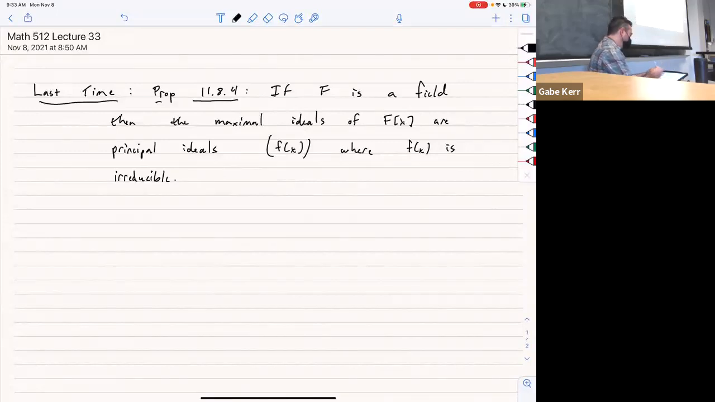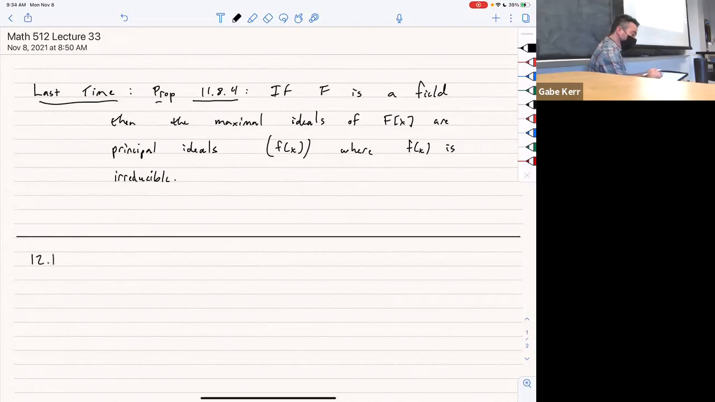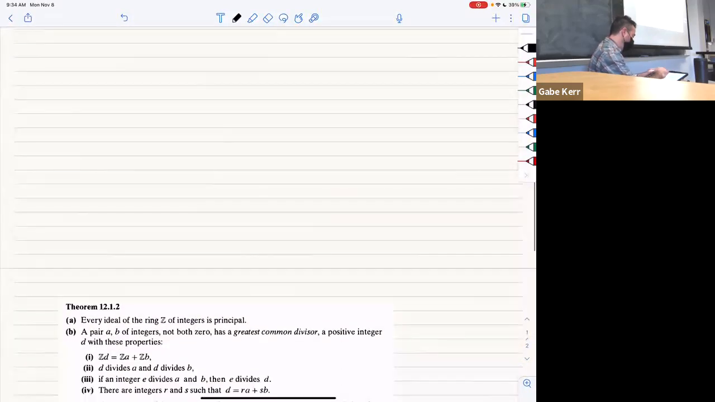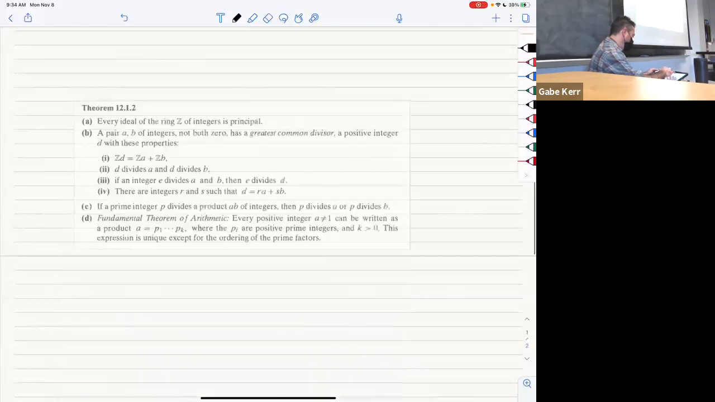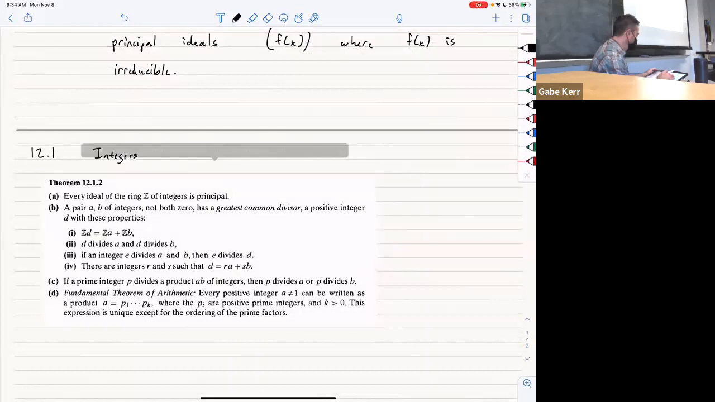So chapter 12 starts us off with section one, which deals with the integers, and just recalls some of the things we know. Take a look at the theorem. These are the things that we're familiar with and would generally expect to happen in a very nice setting, a nice ring.